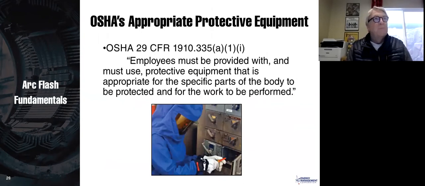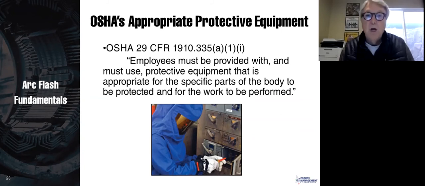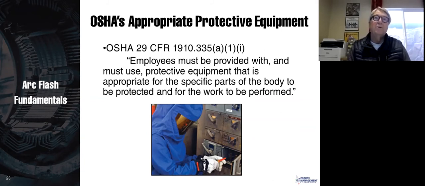Now this is OSHA. This is very important. Employees must be provided with and must use protective equipment that is appropriate for the specific parts of the body to be protected and for the work to be performed. So it says employees must be provided with. Who must provide them with? The answer is their employer. So OSHA is very strict about this. Your employer is responsible for providing you with proper PPE. However, then there's those next three words, and must use. OSHA can actually fine you, jail you, if you have received PPE, you've been trained in PPE, but you've refused to wear it.